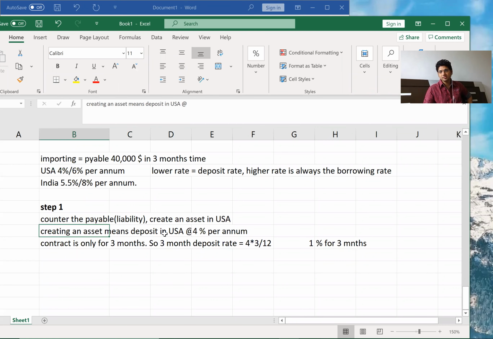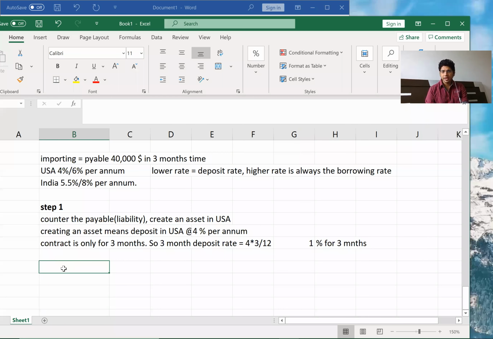Creating an asset means depositing the money. So I'll have to use the USA deposit rate. USA deposit means lower rate. So that is 4% per annum. But my contract is only for 3 months, so I want the deposit rate for 3 months. So that will be 4% into 3 by 12, which is 1% for 3 months. Correct? So now see the meaning.